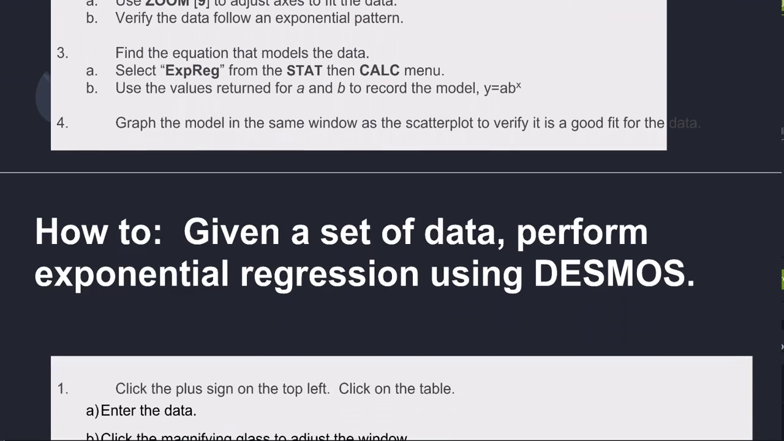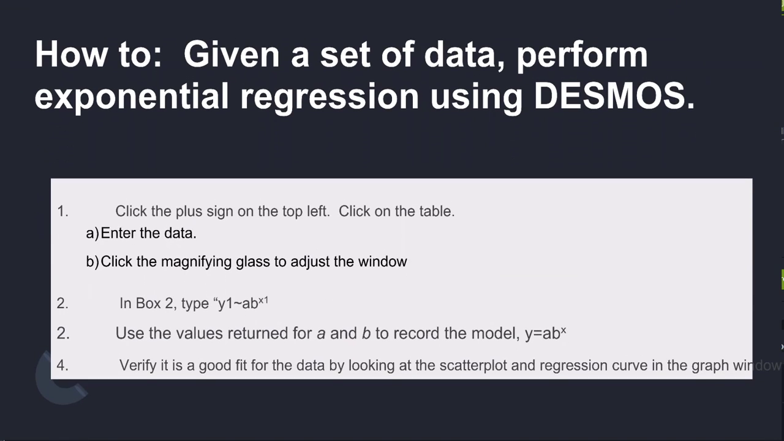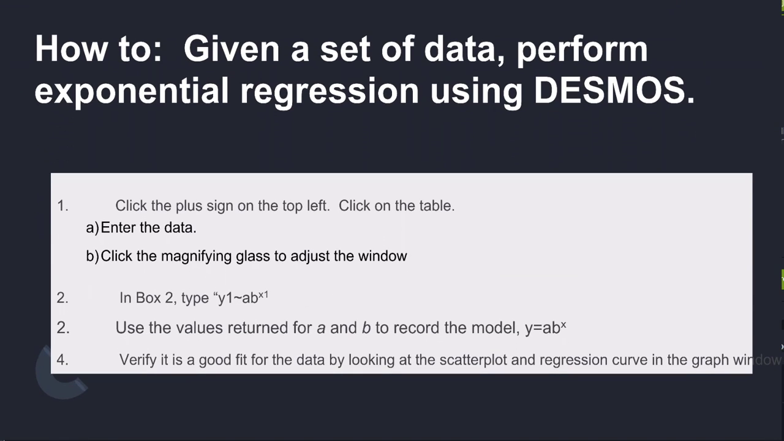Now, many of us are using the Desmos calculator, and you'll remember we did linear regression using Desmos, and it was actually pretty easy. This is equally as easy. First, you're going to open up your Desmos, and above the first box, click the plus sign on the top left, and click on table, so that a table will open up, and then you're going to enter your data.